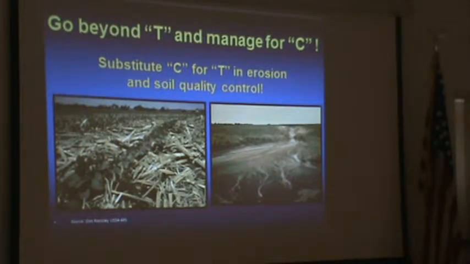This is the goal that Don Rakowski was trying to get us all to realize today, that instead of being conservation planners that just managed our soils for T, we need to go the next mile. We need to go the next step. We need to manage for C, not just T. And we need to substitute C for T in erosion and soil quality control if we are going to have healthy, productive, sustainable soils.